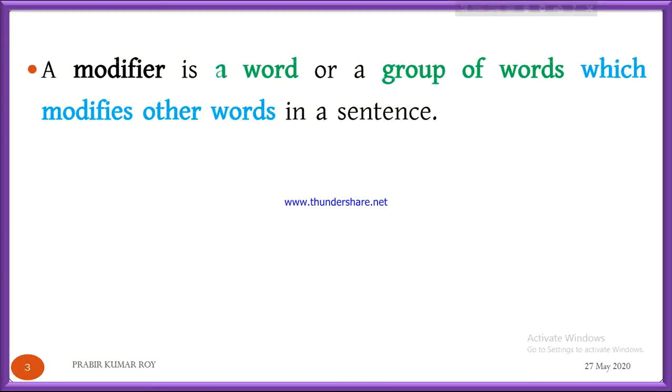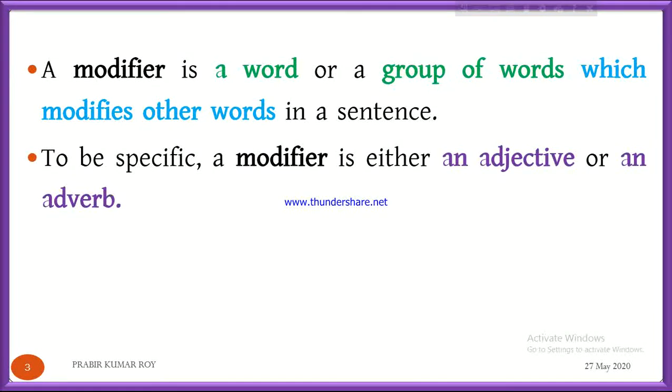Now let us know what a modifier is. A modifier is a word or a group of words. Please mind it, it can be a single word or it can also be a group of words which modifies other words in a sentence. A modifier modifies sometimes nouns, sometimes adjectives, sometimes adverbs. To be specific, a modifier is either an adjective or an adverb.